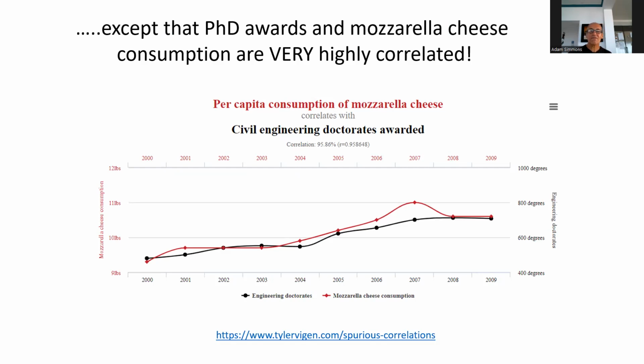So this is an example of a spurious correlation, and I provided a link at the bottom of this slide. And there's some quite hilarious examples of two variables which are seemingly correlated, which have absolutely nothing to do with each other.